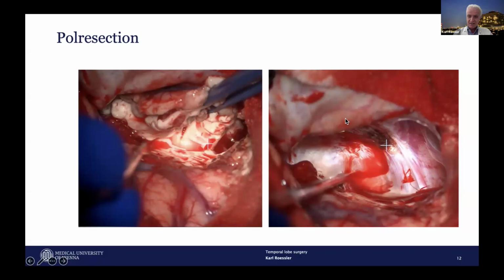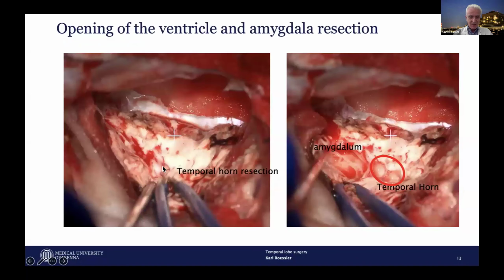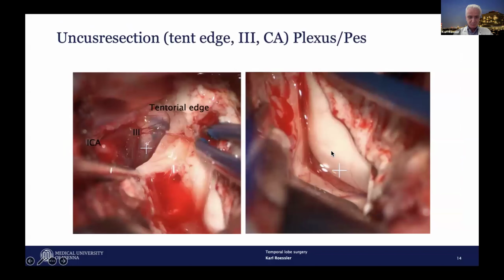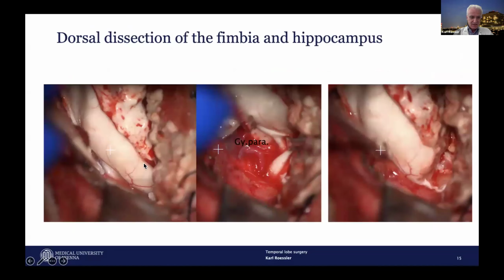And here you can see on the right side the temporal fossa. The next step is then opening the temporal horn within the temporal white substance. Here you can see the open horn. And what you also can see here on the right side is the amygdala. It is very close to the temporal horn. And you can resect the amygdala then and also go to the uncus. And if you remove amygdala and uncus, you can see here the tentorial edge, the oculomotor nerve, and the ICA, the carotid artery. And then you can go behind to the plexus and visualize the fimbria hippocampi.